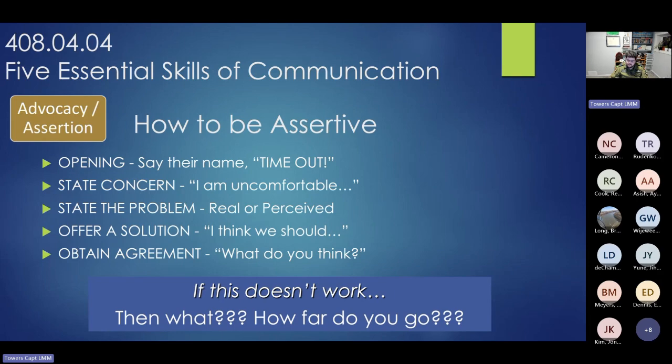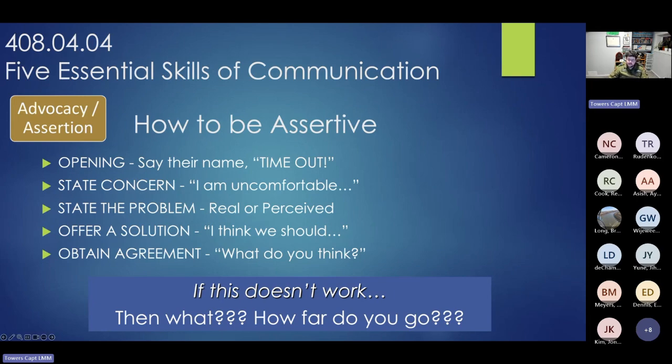What do you think? So if we put that all together, we could say, hey, Flight Sergeant Bloggins, time out. I'm really worried about pushing this glider into the hangar with just the two of us. We can't see everything, and we might bump into one of the other airplanes or equipment inside. I think that we should wait for or get more people to help and watch the other wing and tail. What do you think?